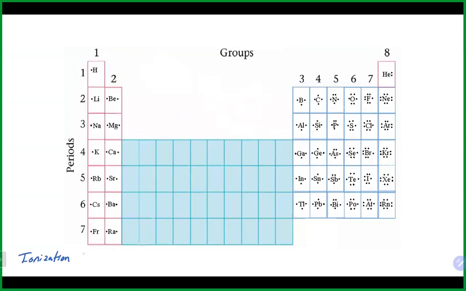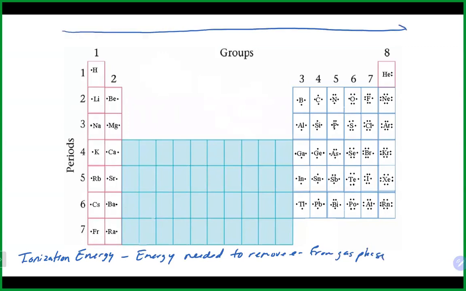And ionization energy is the energy needed to remove an electron from the gas phase. And when we look at ionization energy, it actually increases as you go this way. So ionization energy increases, and it decreases as you go left and down on the periodic table.